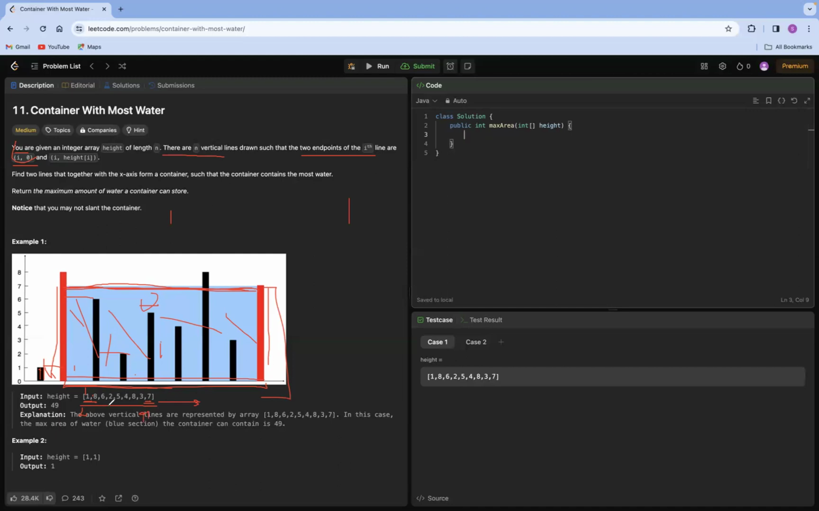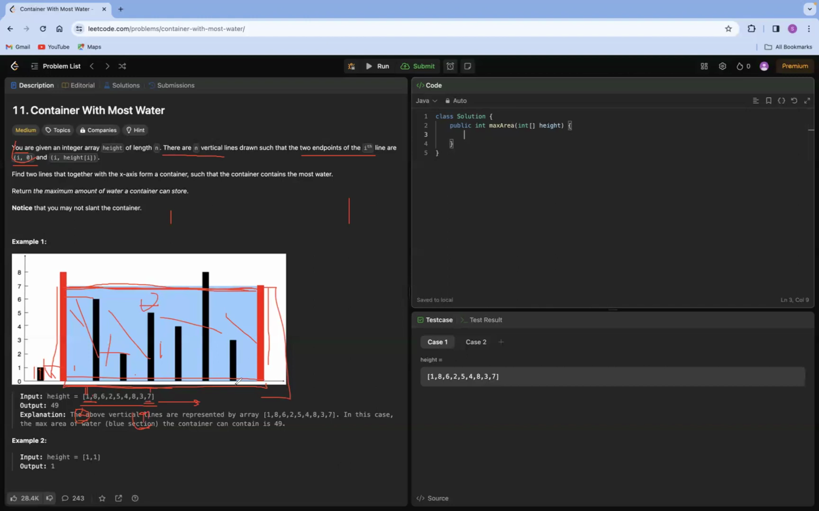Okay, so we will get left and right. And whatever is the minimum between left and right, suppose in left we have 1 and in right we have 7. So in 1 and 7, the minimum is 1. So we will get 1, and that 1 will be the height, and then we will get the length of this.